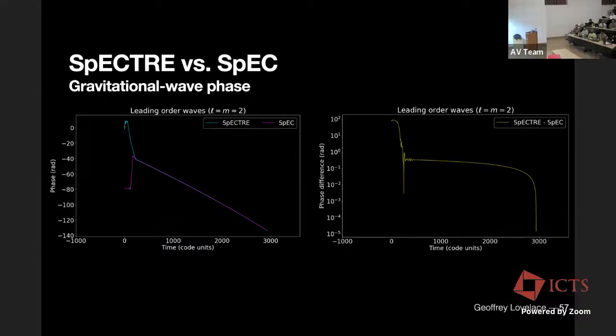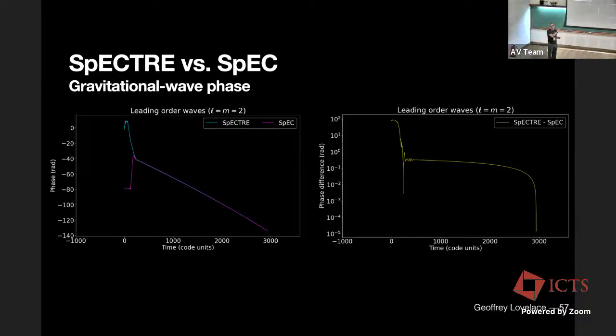And what do you think is the reason behind this difference in phase between Spectre and Spec? Is it because we're only considering the dominant mode, or if you include more and more higher modes, will it improve? Yeah, that's a good question. So I'm not showing it on the plots here, but I also ran several different resolutions. And basically the size of these differences are comparable to the sizes of differences between resolutions within the individual simulations. So I think what's limiting you here is the numerical accuracy of the two simulations.